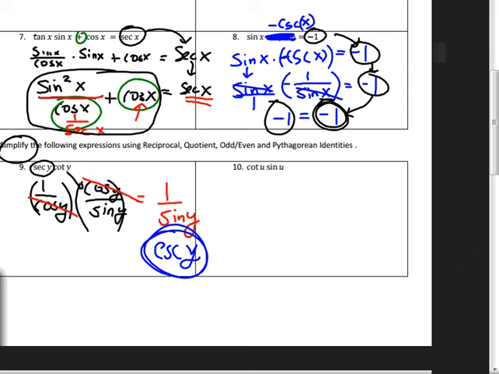Okay, cotangent. Probably that quotient one. Cotangent is what over what? Cosine over sine. Oh, and that's going to work really easy, because then I have a sine here already, and that's over 1. So, yeah, some of these are really easy. We got some easy ones. We got some hard ones. Don't freak out if there's some hard problems.